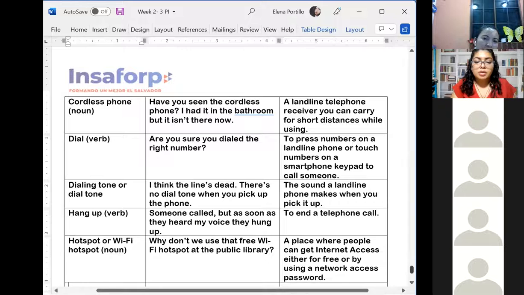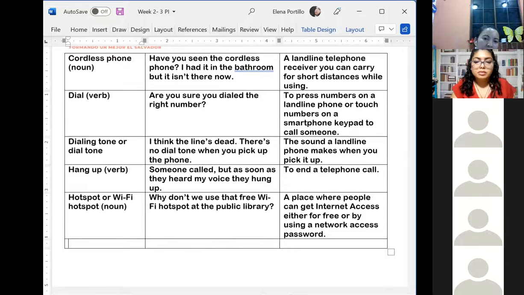So then we have another one. We have icon, that is a noun. And we have the example. The icon for email on my phone is a white envelope on a blue square.